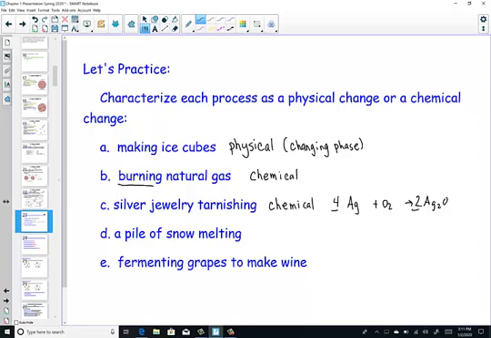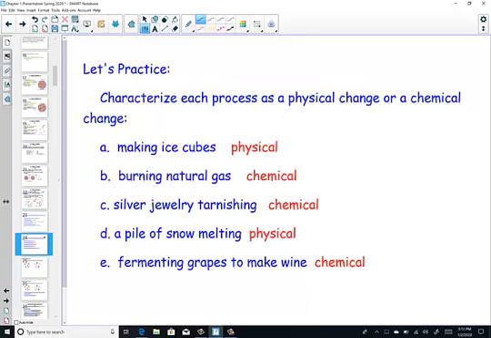A pile of snow melting, well again, that's a phase change, just like letter A was. So that's a physical change. And fermenting grapes to make wine, well that is a chemical change. Certainly wine has a different chemical composition than grape juice. So a chemical change. How did you do? Did you match ours as we had decided?